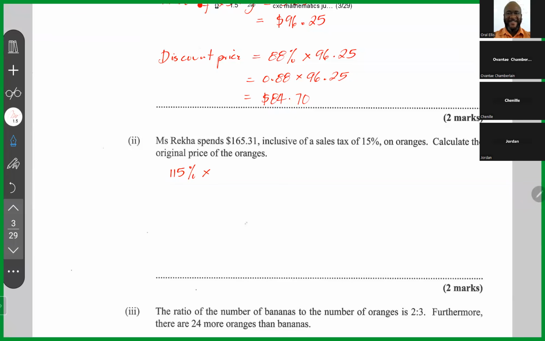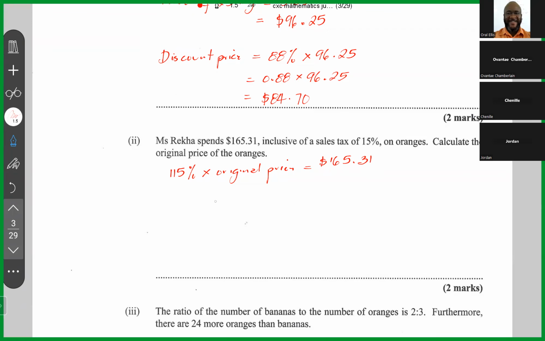So with that knowledge, I'm going to say 115% of the original price is what Miss Rika paid when she paid the tax. So she paid $165.31. Now, the $165.31 is actually 115% of the original price. The 100% you're paying for the oranges, and the additional 15% is the tax.